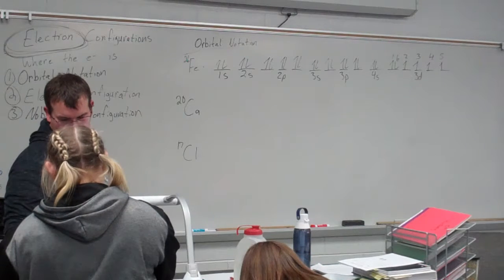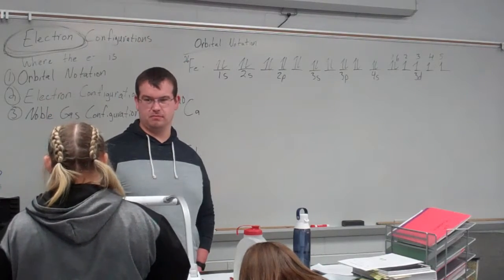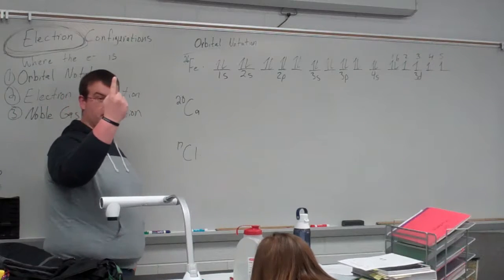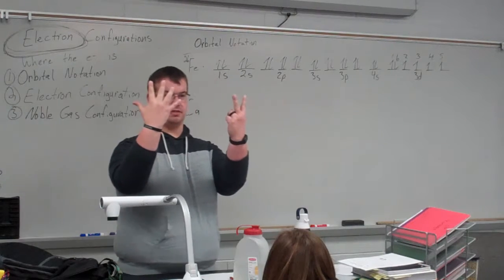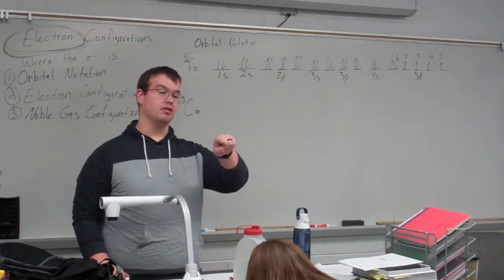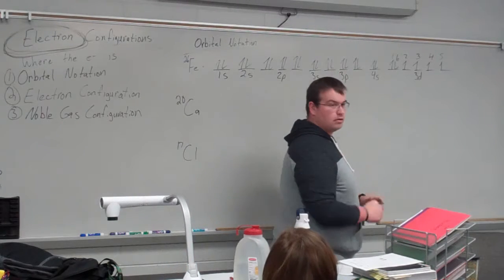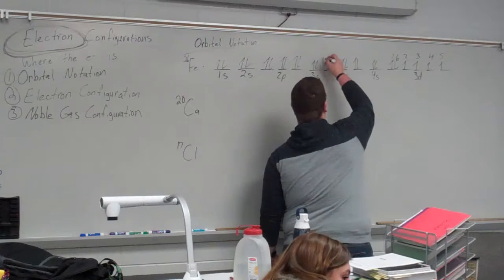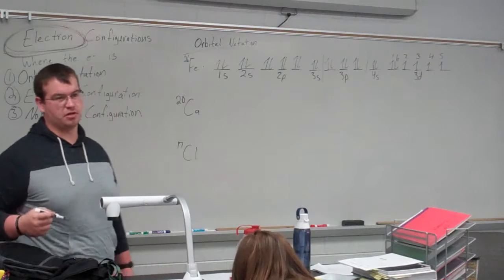No. Look, it's a P. How many orientations are in P? I remember. S is 1, P is 3, D is 5, F is 7. You increase in increments of 2. I'm saying you have too many dashes. You have too many of these. You have 5 for that P when there should only be 3.